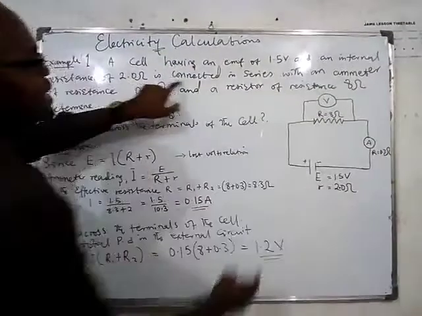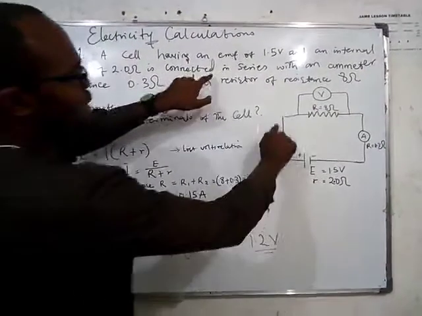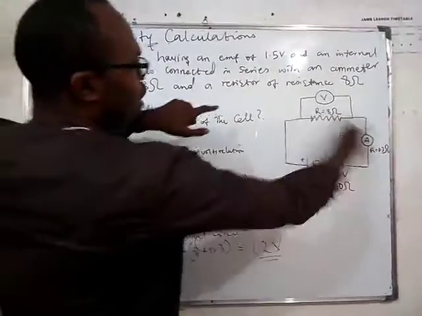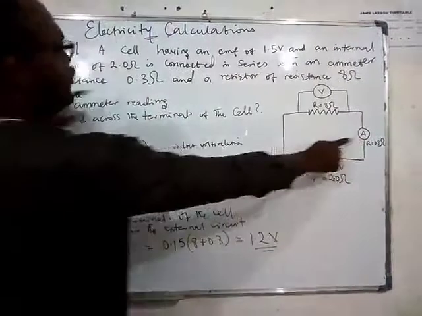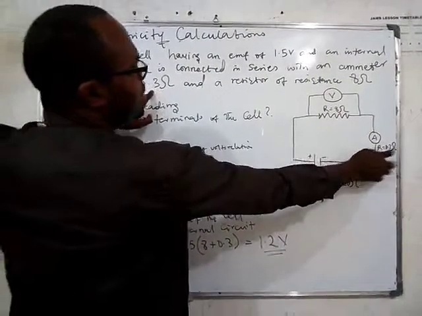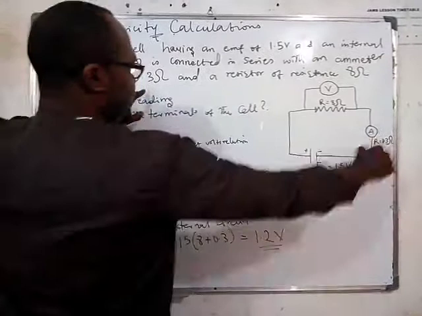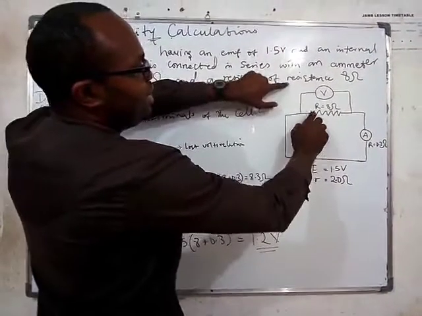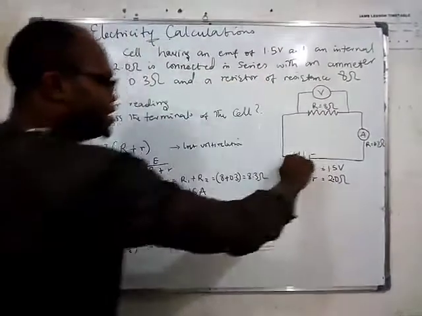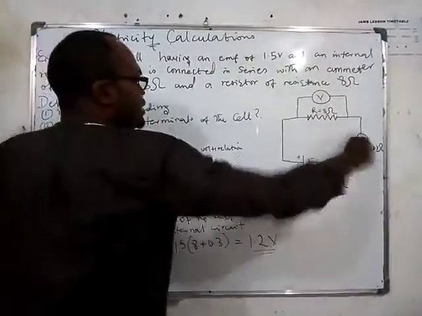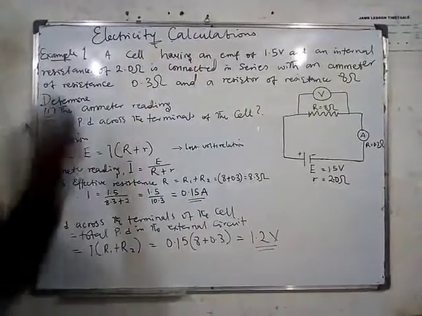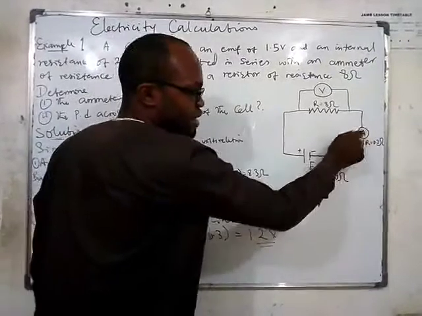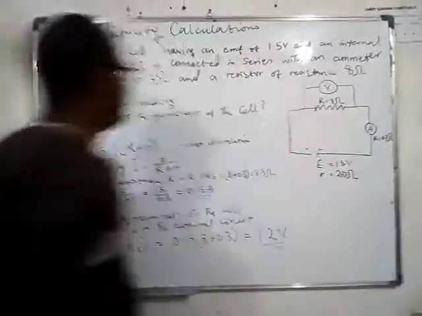So here, a cell having an EMF of 1.5 volts and an internal resistance of 2 ohms is connected in series to an ammeter of resistance 0.3 ohm and a resistor of resistance 8 ohms. Can you see that ammeter? All of them are in series. Now they are asking you to determine the ammeter reading, that is, calculate the current that is passing through this ammeter. Can you see the ammeter?